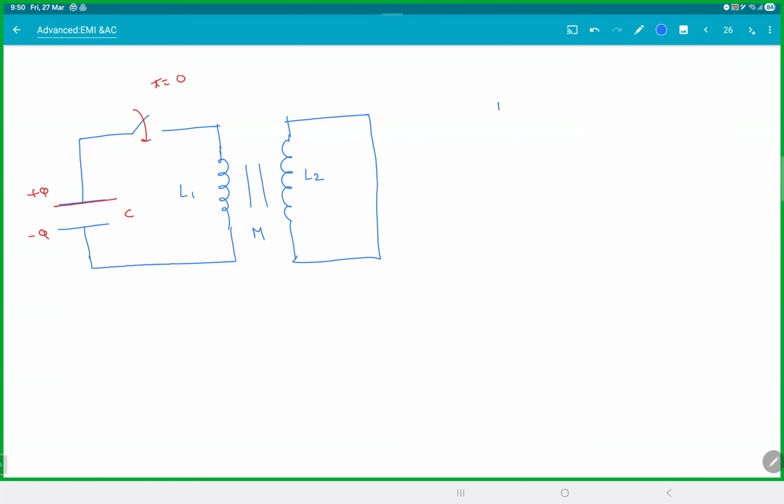Find the charge on the capacitor as a function of time t. I can ask you a lot of questions. Find the maximum current in L2 and all that. Find the charge on the capacitor at time t. So this is like an LC oscillation, but with a mutual inductance.